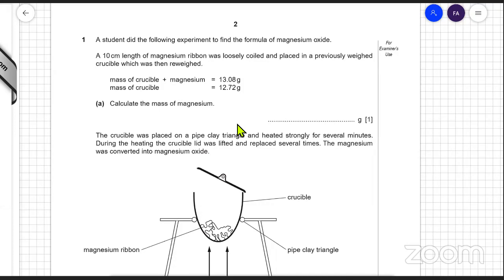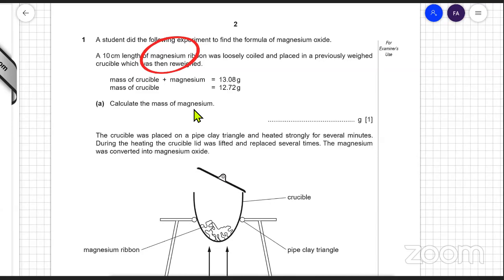We'll start with the first question, which is: a student did the following experiment to find the formula of magnesium oxide, and a 10 centimeter length of magnesium ribbon was loosely coiled and placed in a previously weighed crucible, which was then reweighed. So we're dealing with magnesium over here. The data given is the mass of the crucible plus magnesium, and the mass of the crucible is also provided. The first part, the simplest part, is to calculate the mass of magnesium.